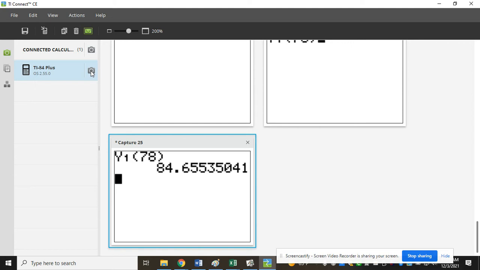Some of you are going to want to do it that way, and some of you are going to be like, that's too many steps, I'll risk typing in a bunch of numbers. I don't care which one you do. I'm just showing you both methods.